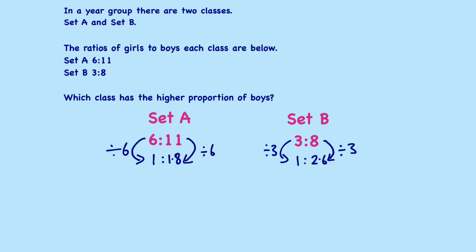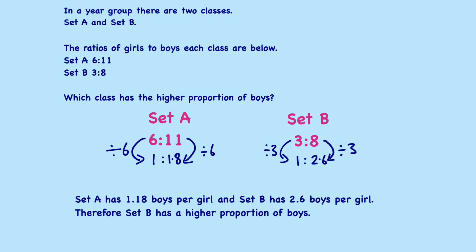So we can see therefore that for every 1 girl in set A, there's 1.8 boys. And in set B, for every 1 girl, there's 2.6 boys. Therefore, we can see that set B has a higher proportion of boys.